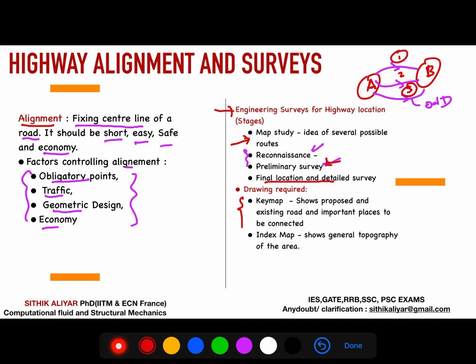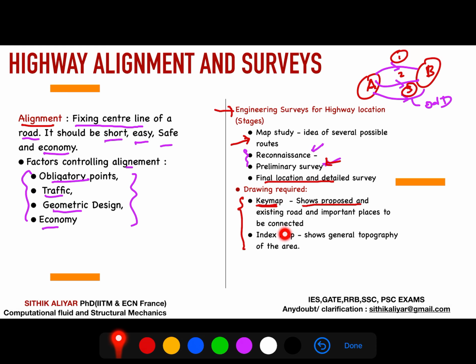And as for the drawings you will use, if you see a term called key map, it is nothing but a map that shows the proposed and already existing roads and the important places to be connected. As I showed you here, A and B are there, right? If you choose road 1, you should connect some temple here, some mosque here, and so on, before going to B. You cannot skip these points, right? So what are the key points you should consider in the map? Those things will be covered under the key map.